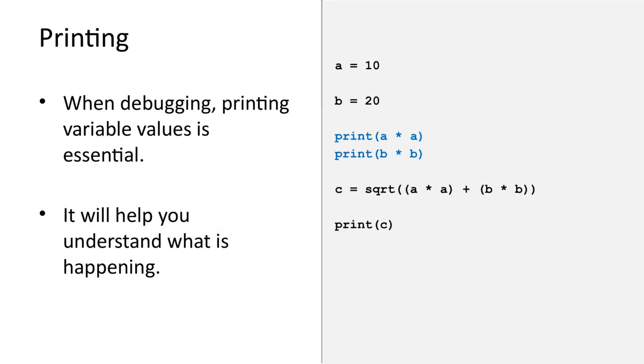Printing variable values is especially useful when debugging. In this case, the example is rather trivial. But let's say, for the sake of argument, that the value of the variable C was not what you expected. Then you could print some of the values that were used to calculate C. Seeing those values might help you discover the error.